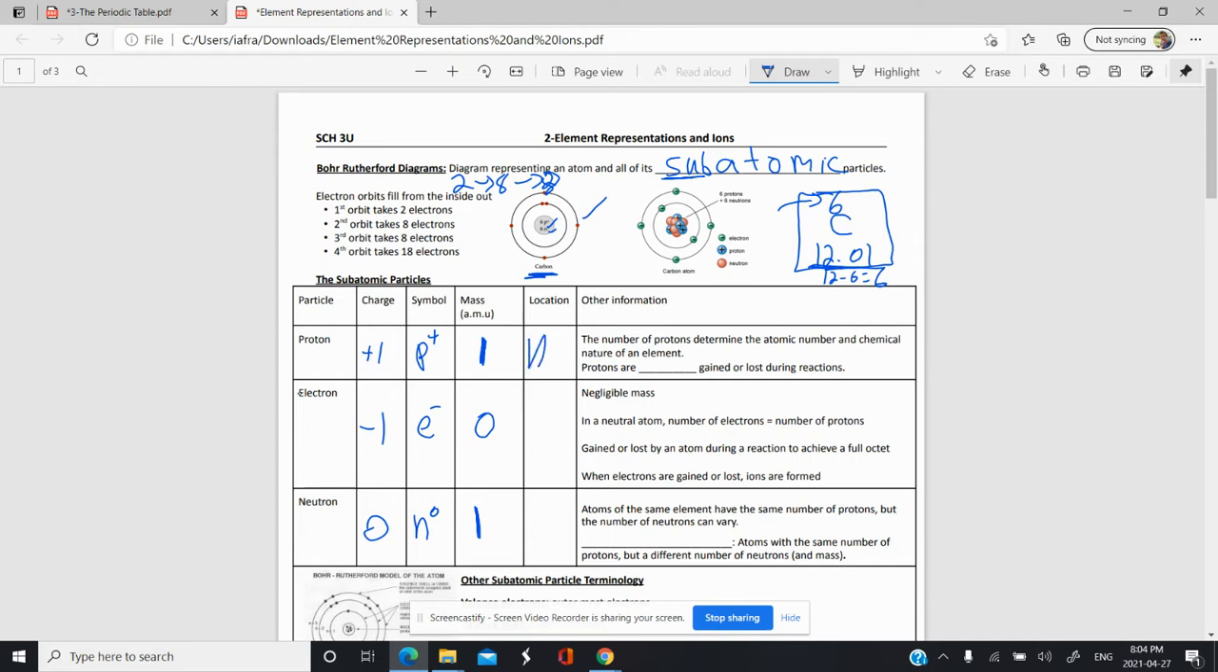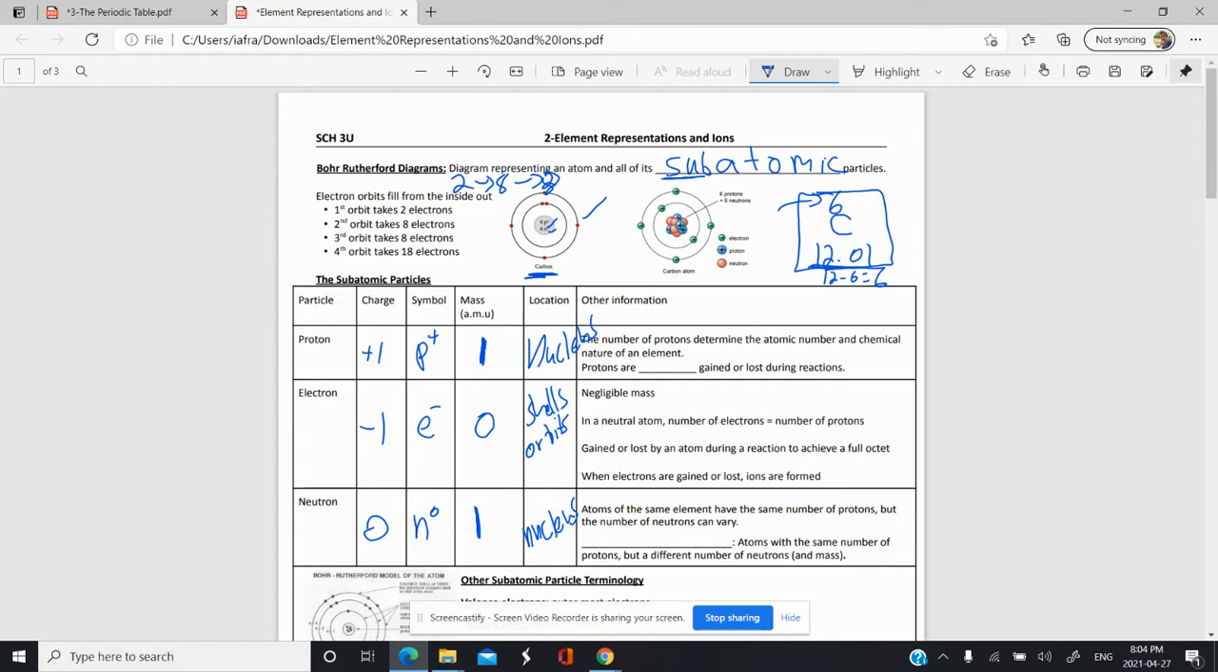The location also differs for these. Protons and neutrons are found in the nucleus, whereas electrons are found in the shells, or orbits, or energy levels. There's a variety of terms you can use for that.